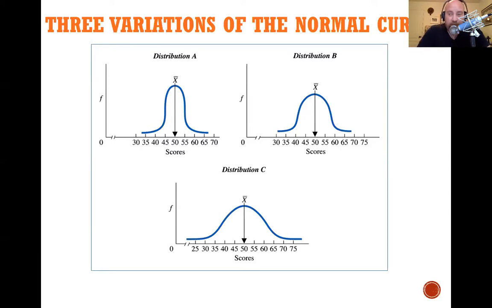But what we want to know is, how spread out are scores around 50? And even though they're all normal curves, not all normal curves are the same in terms of variability. So variability is crucial to understand.